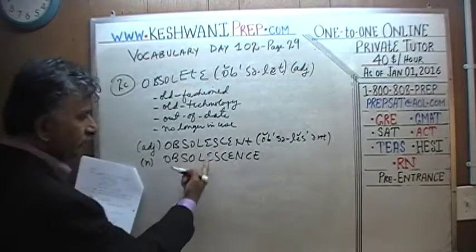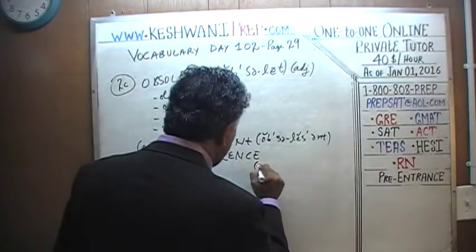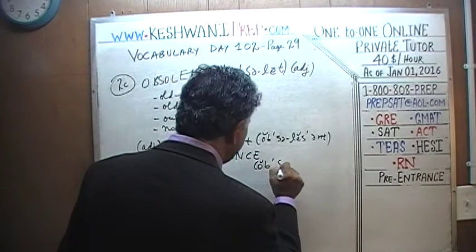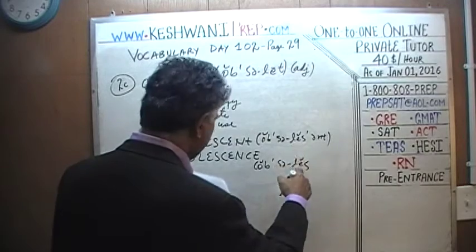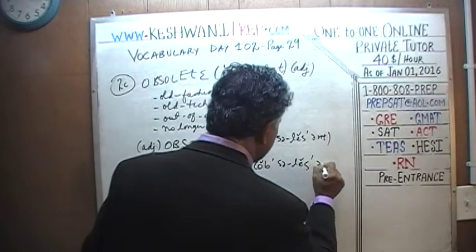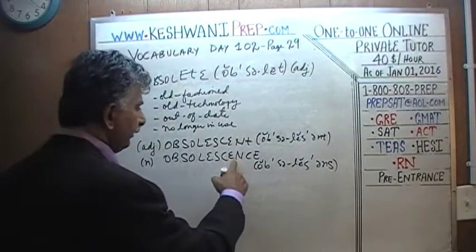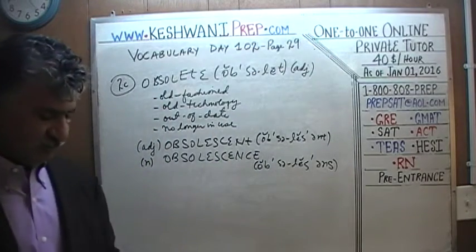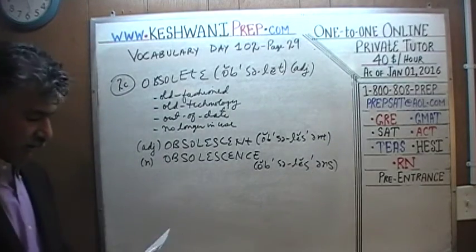See how I'm lining up the letters? Obsolescence. Instead of unt is uns. Obsolescence. That's the noun of obsolete.